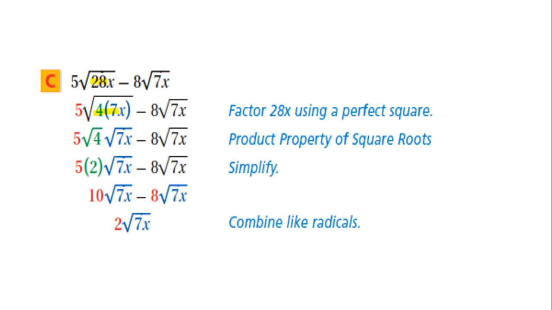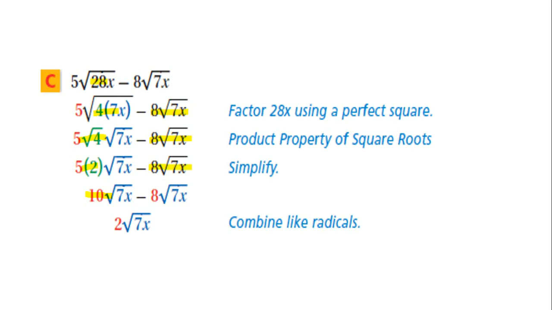Now radical 4, we split the radical: radical 4 times radical 7x. Radical 4 is 2, and we multiply 5 times 2, equal to 10. We'll go to the other term. Now here we can't simplify, 7x is already a prime algebraic expression, so we can't simplify more. Look, we wrote it in the whole steps as it is.